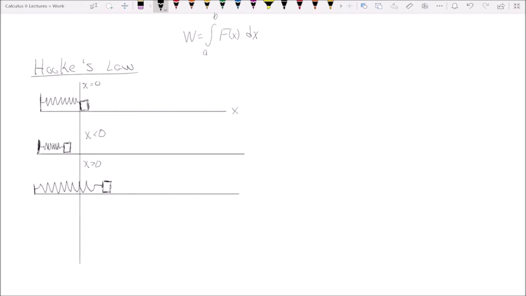When the spring is neither compressed nor elongated, so it's just there, we call it equilibrium length. So in this first case, we say the spring is at equilibrium. This is compressed. And then we have stretched or elongated.